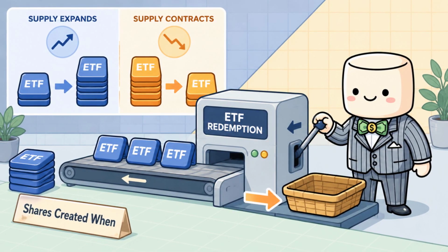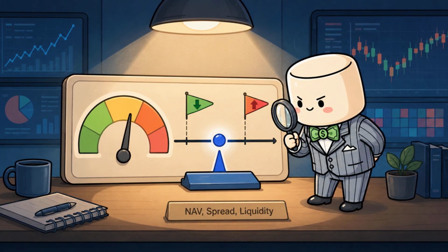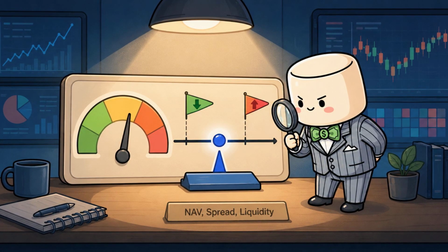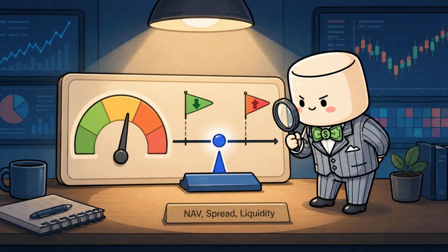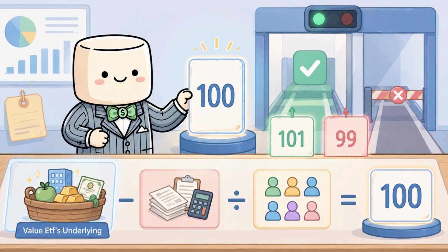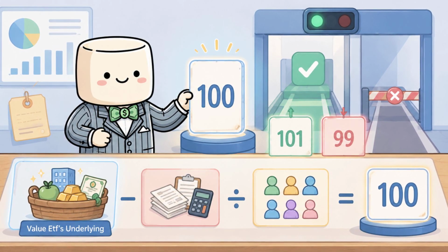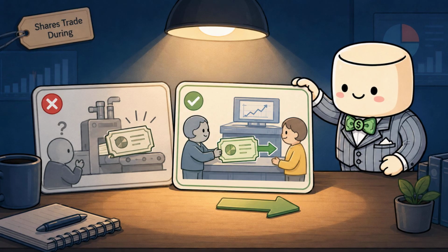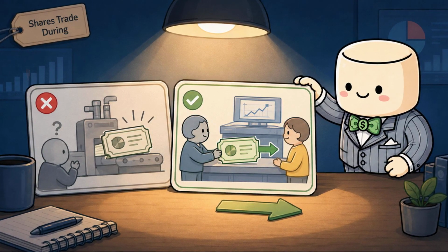Existing ETF shares can be redeemed when supply needs to shrink. And this is where NAV, premiums and discounts, enter the story. NAV stands for net asset value. In simple terms, NAV is the value of the ETF's underlying holdings, minus liabilities, divided across the ETF shares. But ETF shares trade during the day on an exchange, so they have a market price too.